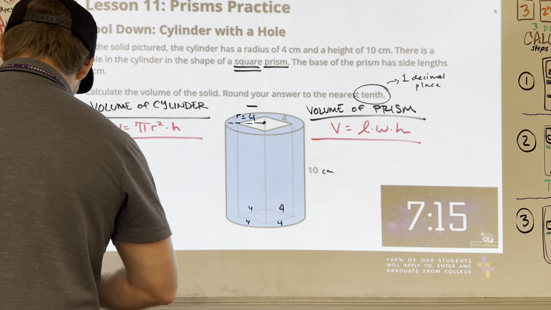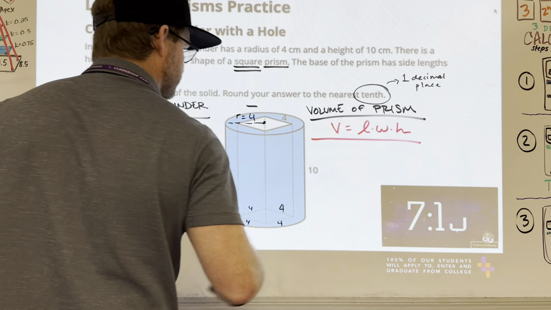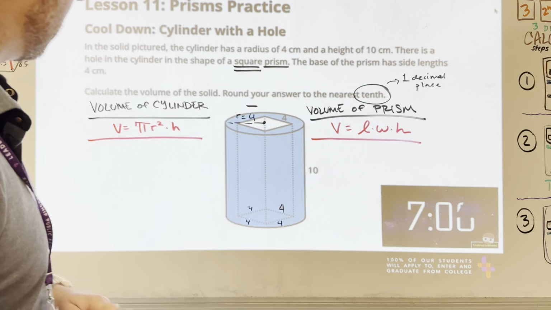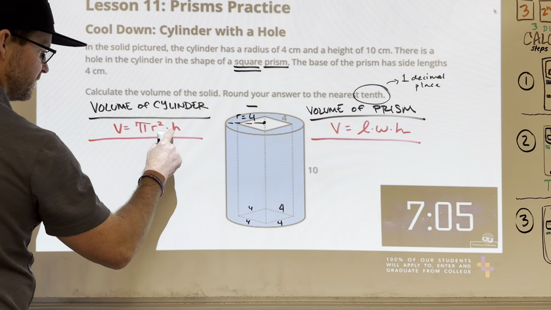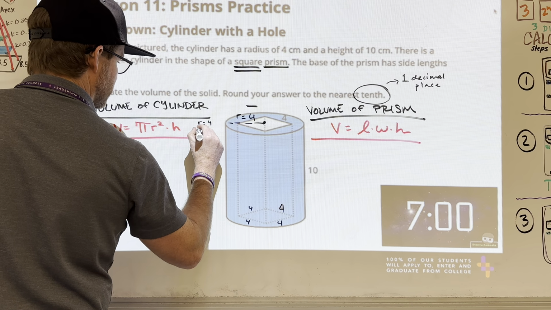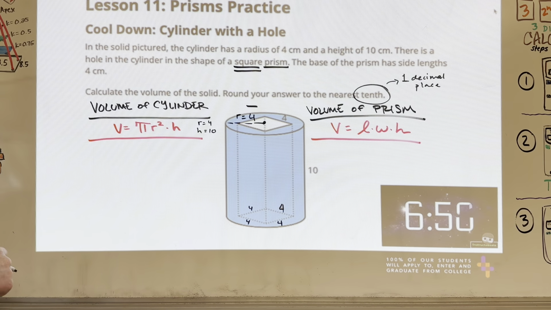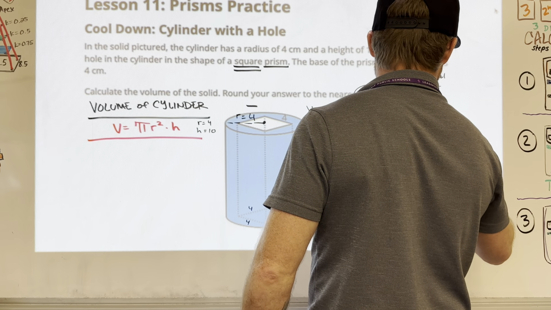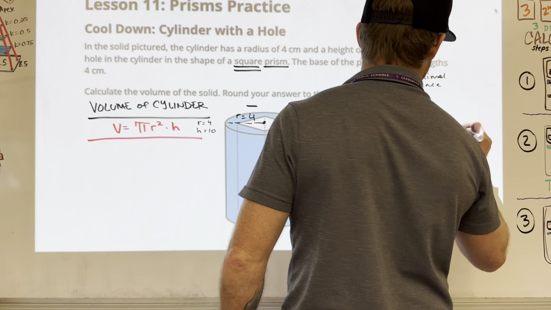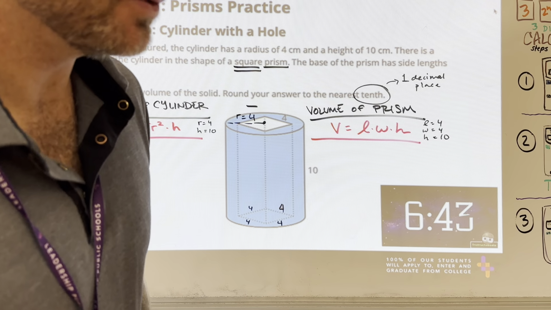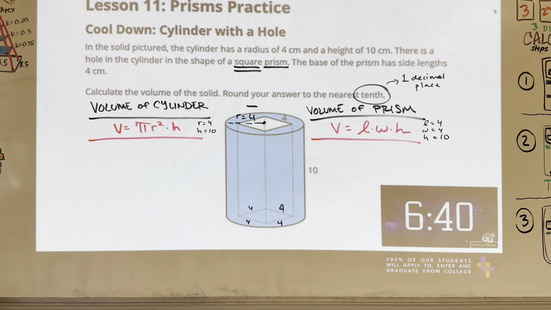Now we are going to input what we know. So we know R and we know H. R equals 4, H equals 10. Over here, we know L equals 4, W equals 4, H equals 10. So this one's pretty easy. We are given everything. There's nothing new we have to figure out. So we just got to input the numbers.